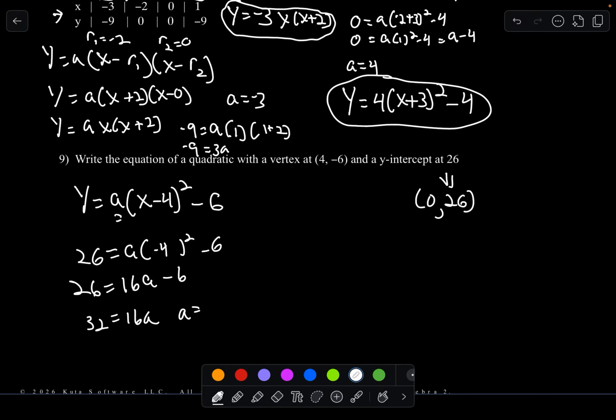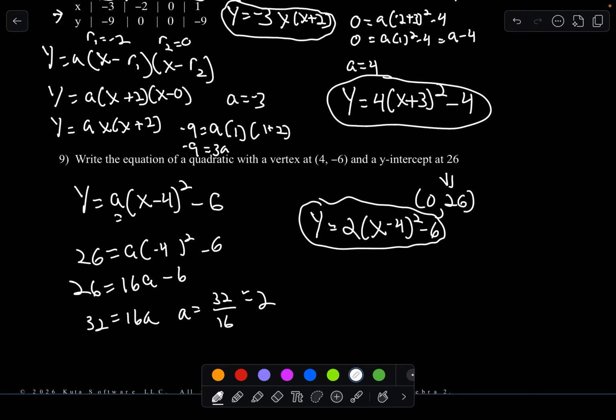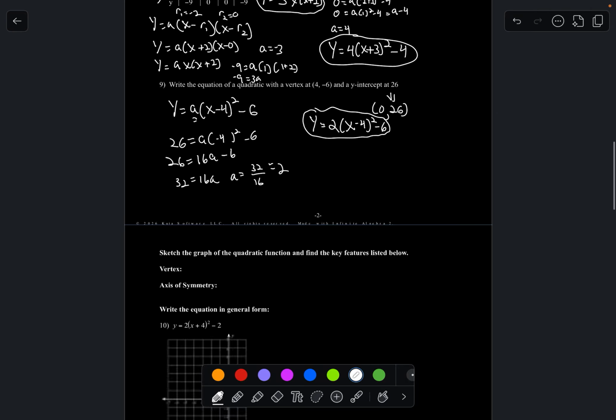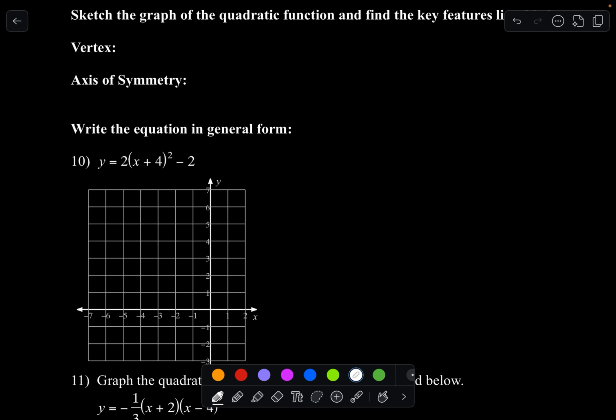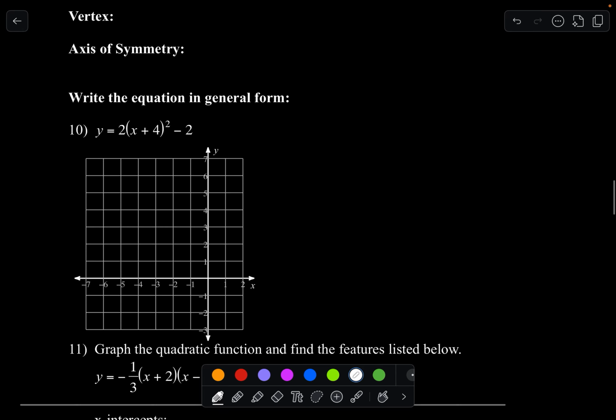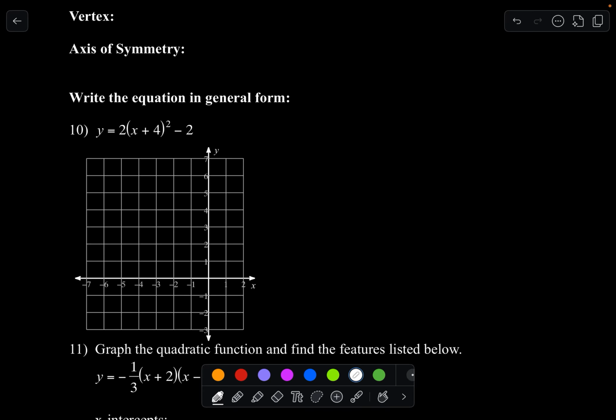a equals 32 divided by 16, which equals 2. So now we have our equation: y equals 2 times (x minus 4) squared minus 6. And that is your answer. Okay, that was 9. Now 10. This is the last one, then I'm going to break and make a second video that covers 11 through 20 or so. All right, write an equation in general form.